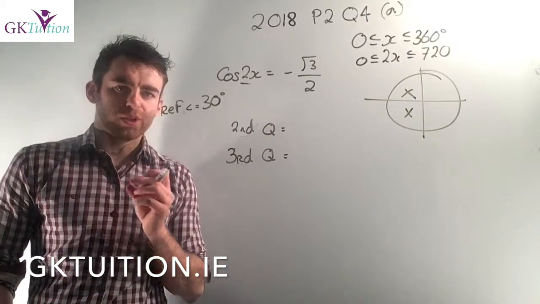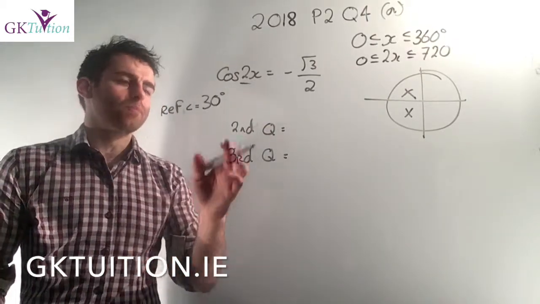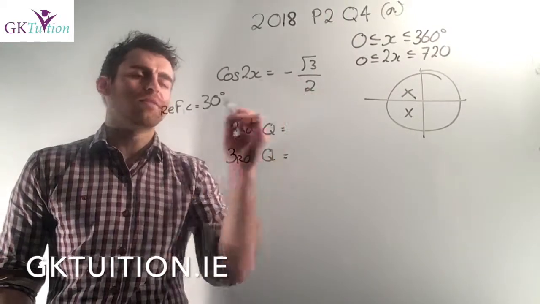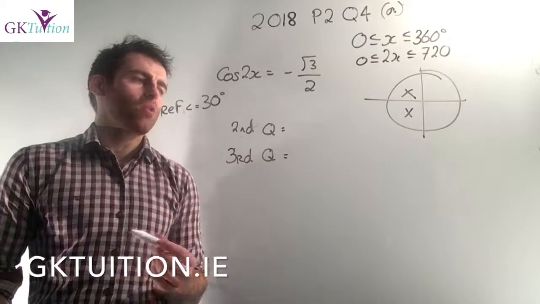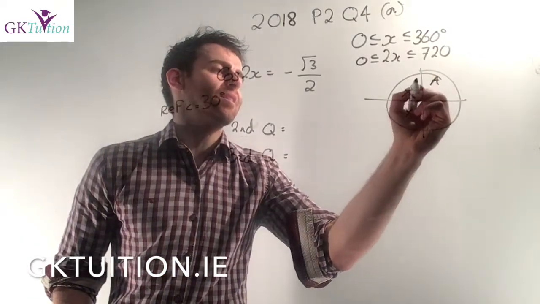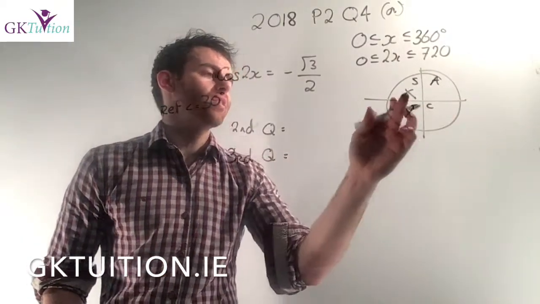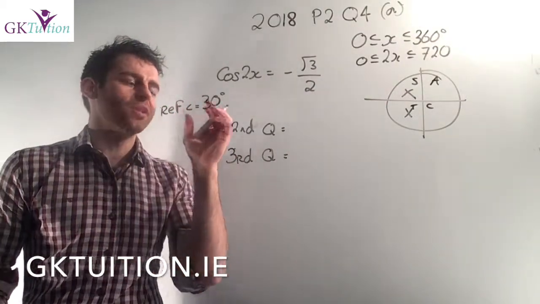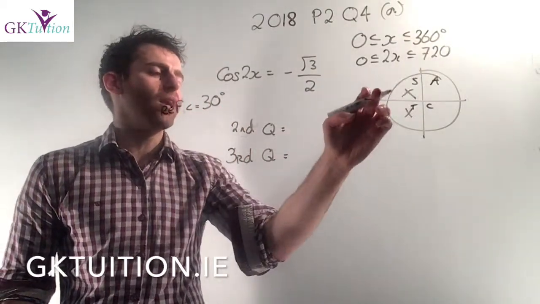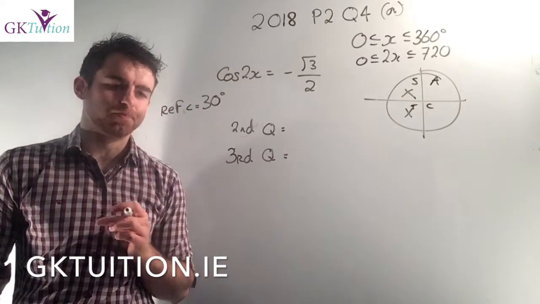Then you have to figure out which quadrants your answers should be in. So this is where you have to accommodate for the sign. When is the cos of an angle equal to a minus? Well, remember your ASTC. You know that cos is negative in the second quadrant and in the third quadrant, which means you want to get values between 90 and 180 and between 180 and 270.